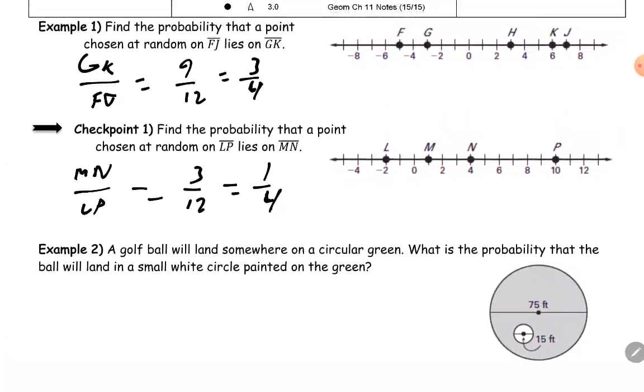Okay, a golf ball will land somewhere on a circular green. What is the probability that the ball will land in a small white circle painted on the green? So how we would do this is we would compare the area of the small white circle over the area of the big green.